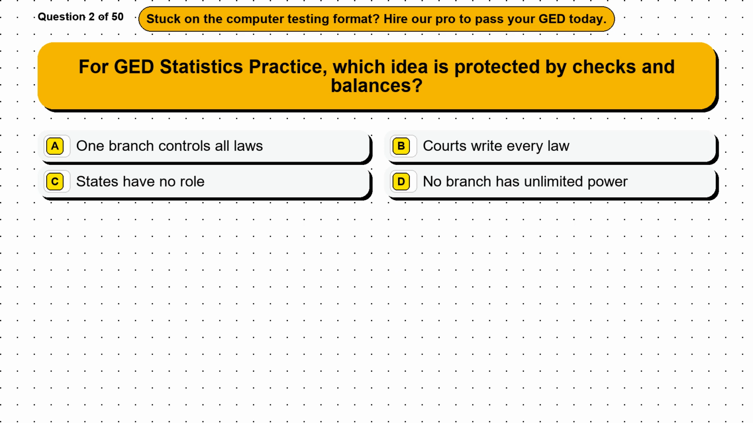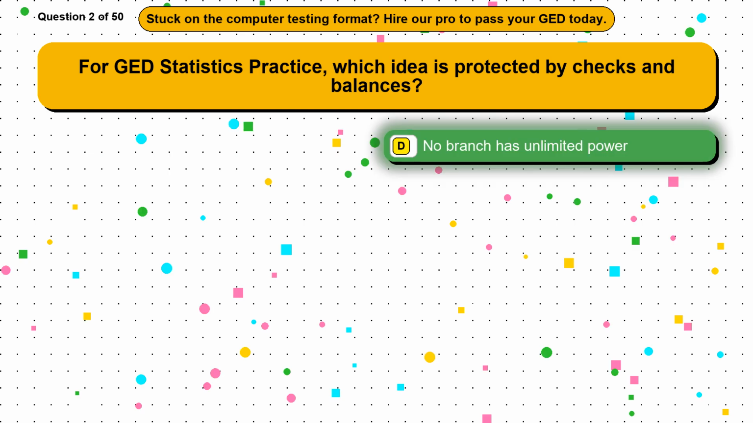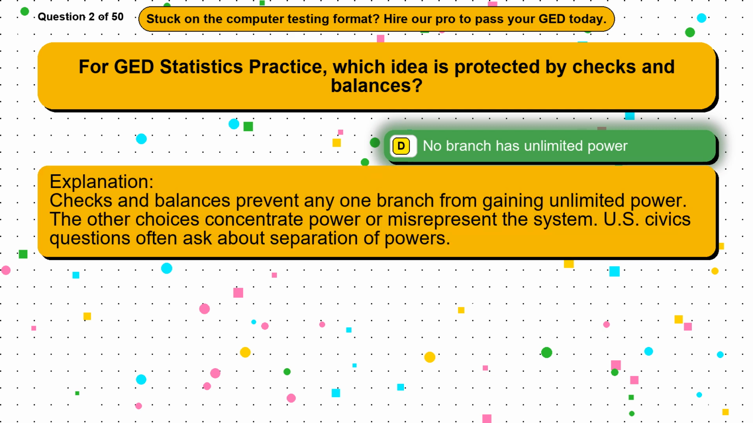Question 2. For GED Statistics Practice, which idea is protected by checks and balances? Option A. One branch controls all laws. Option B, courts write every law. Option C, states have no role. Option D. No branch has unlimited power. The correct answer is option D. No branch has unlimited power. Checks and balances prevent any one branch from gaining unlimited power. The other choices concentrate power or misrepresent the system. U.S. civics questions often ask about separation of powers.